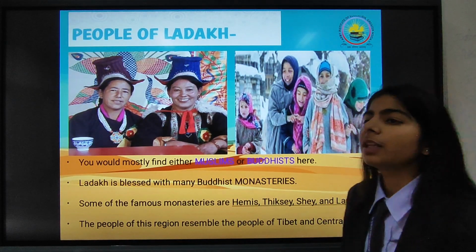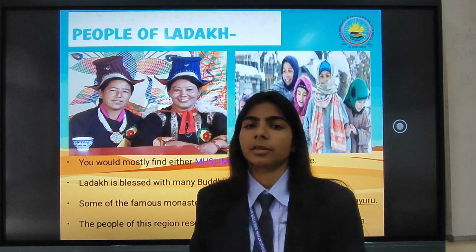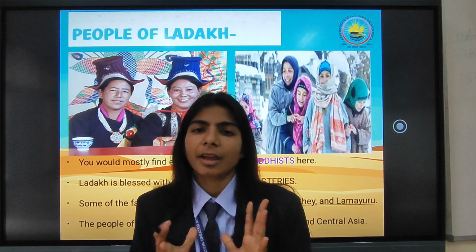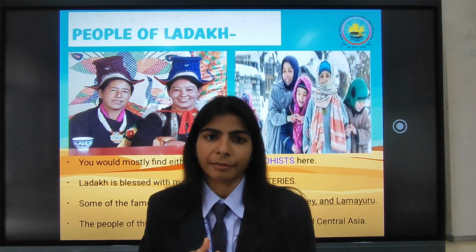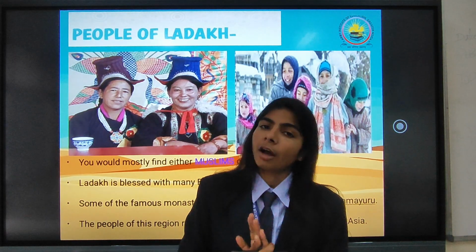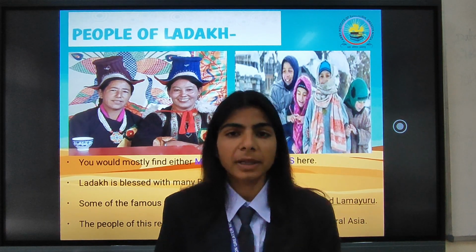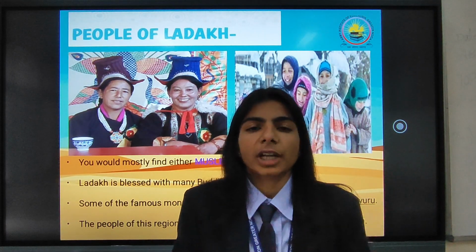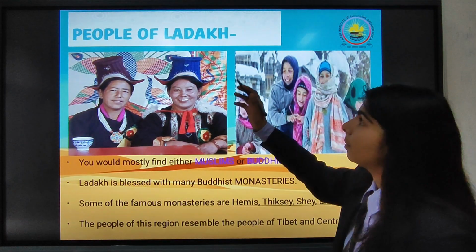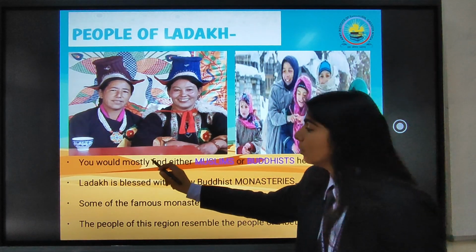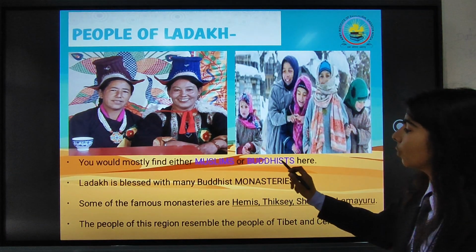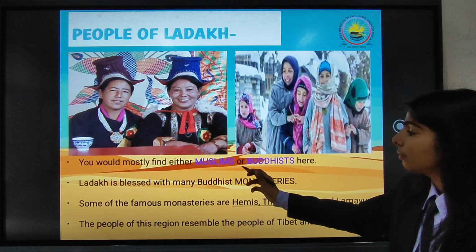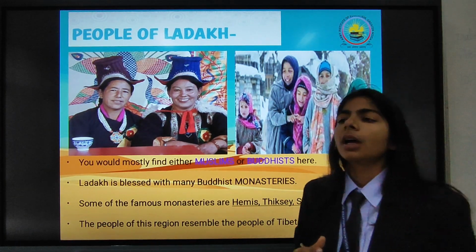So next is people. If there are animals, plants, birds, fruits and climate and everything, of course there will be life, and of course there will be people. So now we will discuss the people. What kind of people are there? You would mostly find Muslims or Buddhists here. There are Muslims and Buddhists mostly.